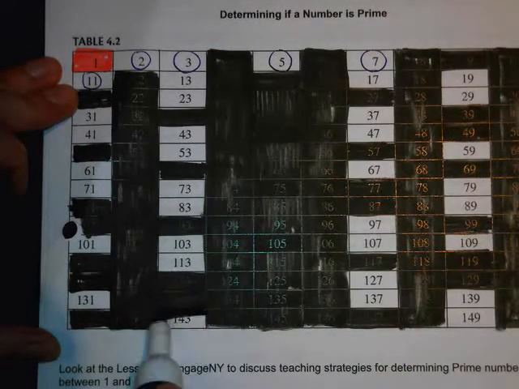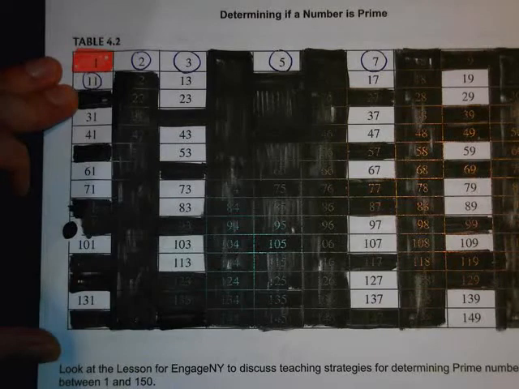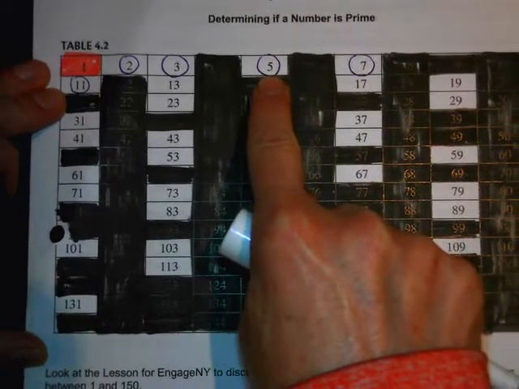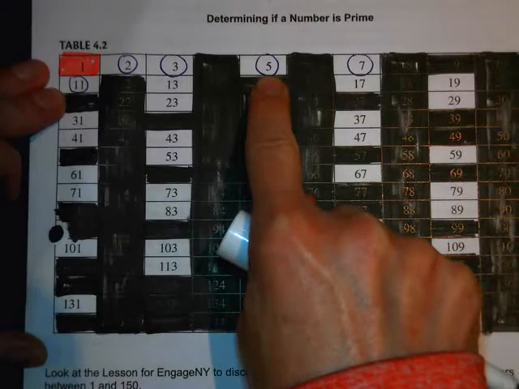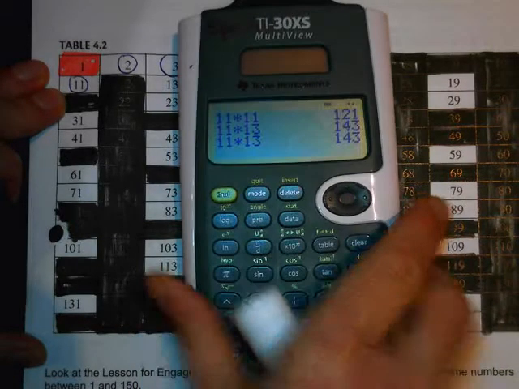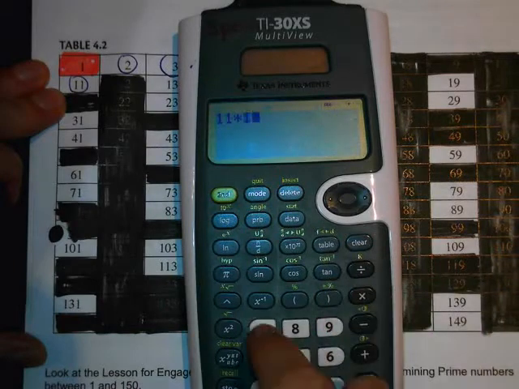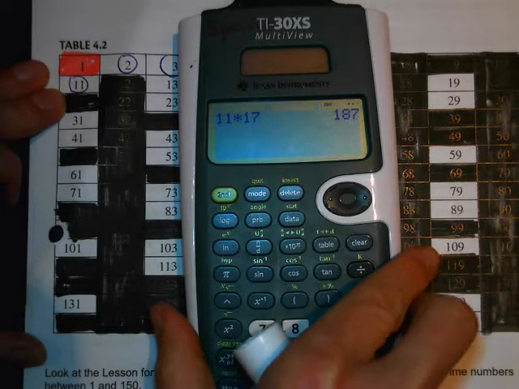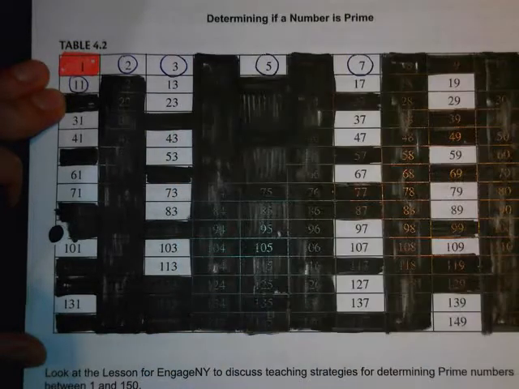I've crossed off 11 times 14 because I crossed off the evens. I've crossed off 11 times 15 because I crossed off all the multiples of 5. I've crossed off 11 times 16 because I crossed off all the evens. I don't think I've crossed off 11 times 17 yet, but I'm off the chart. So I'm done. I've crossed off all the multiples of 11 that are on this chart. So it says circle the next number.